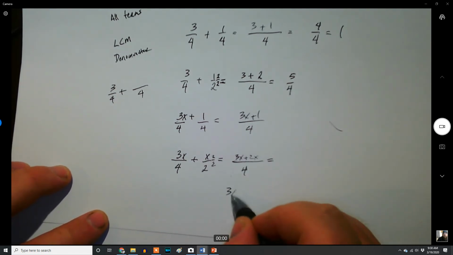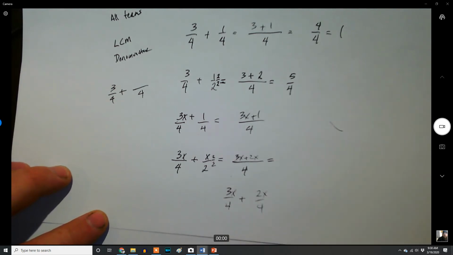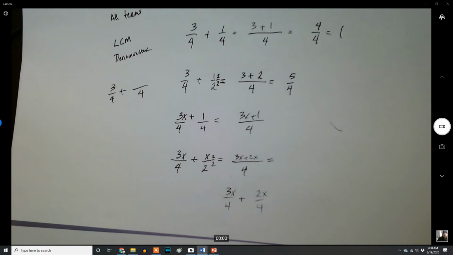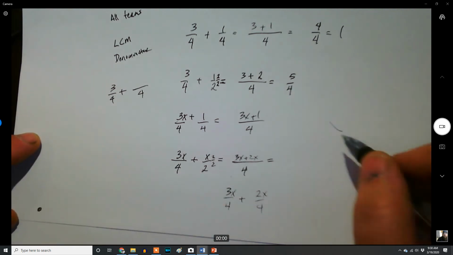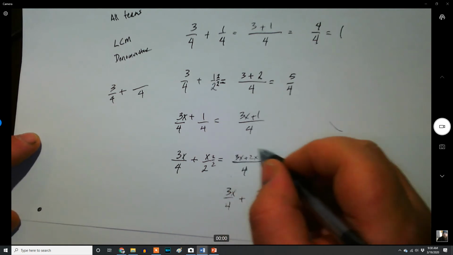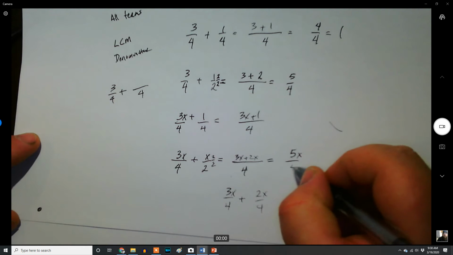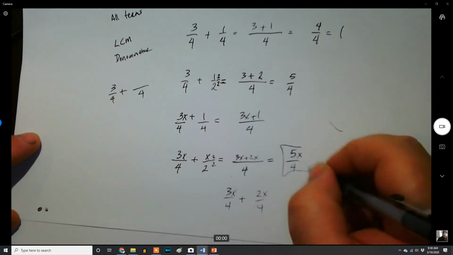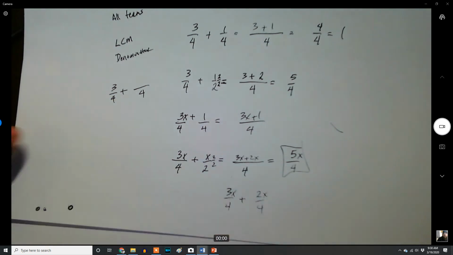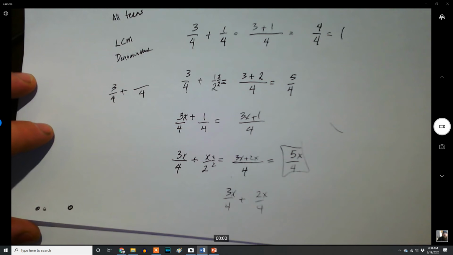You don't really want to write 3x/4 plus 2x/4. Because it's just more writing, a greater chance to make a mistake, takes up more space, takes more time. This is not showing too little work. I think this is an appropriate amount of work. Now once again, we want to see if it's completely reduced. It is. It's an improper fraction, but there's nothing wrong with those. They deserve a little love too, right? So anyway, right there, we're done.